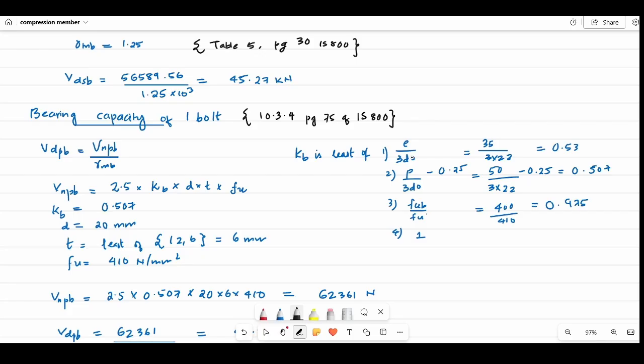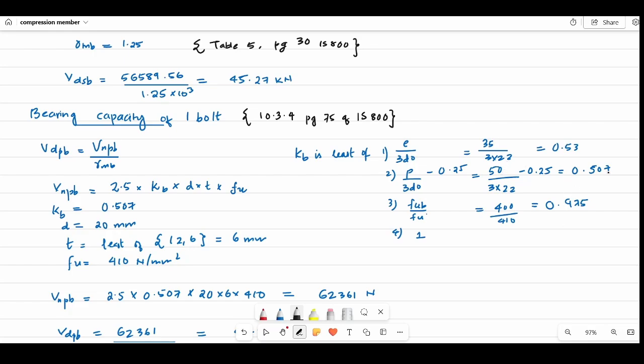and we have to take the least of e divided by 3 d_0, where e is the minimum end distance and d_0 is the diameter of the bolt hole, or p by 3 d_0 minus 0.25, where p is the pitch and d_0 is the diameter of the bolt hole, or f_ub by f_u, the ultimate strength of the bolt over the ultimate strength of the plate, or 1. When we substitute all these values, because we have already calculated the end distance as 35, the diameter of bolt holes as 22, and the pitch as 50, we will get this value.